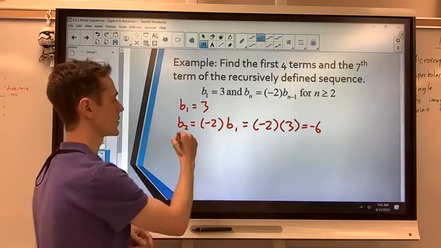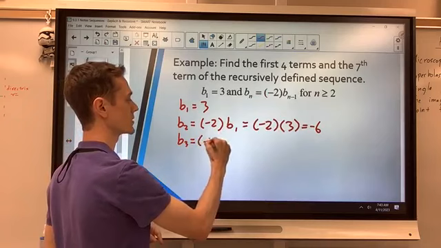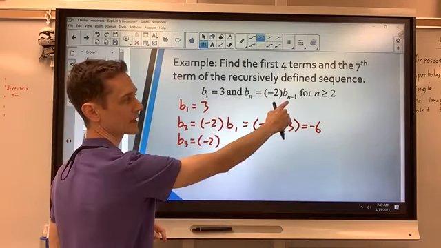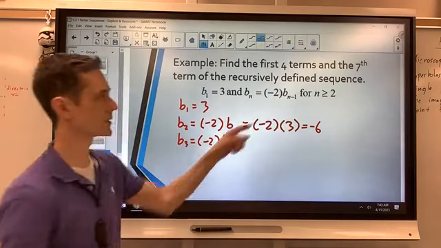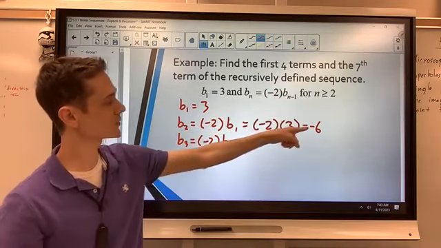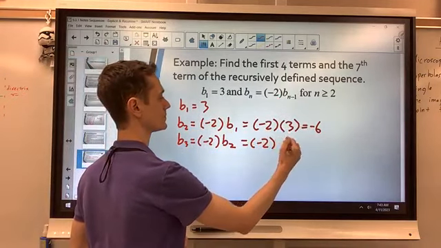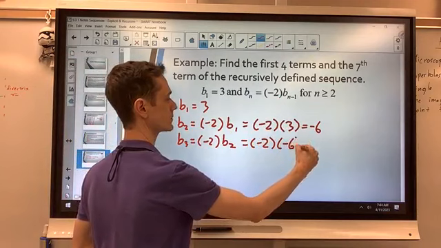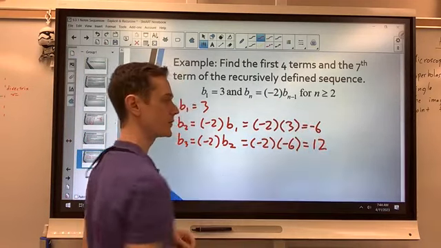And then if I want to find the third term, it's still going to be negative 2. It's always going to be negative 2 times. And when I'm plugging in as n is 3, this time it's going to be negative 2 times the second term of the pattern, because I'm plugging in 3 minus 1, so now it's the second term. Well, the second term we just found a second ago, it was negative 6. So now my next number in the pattern is 12.